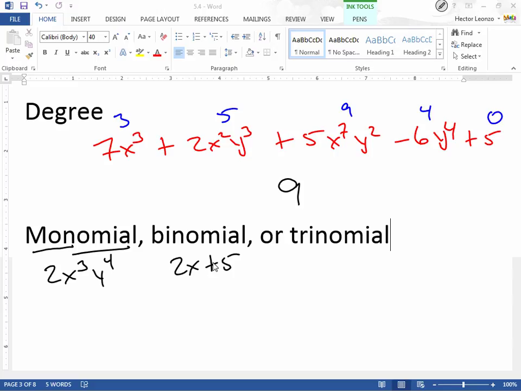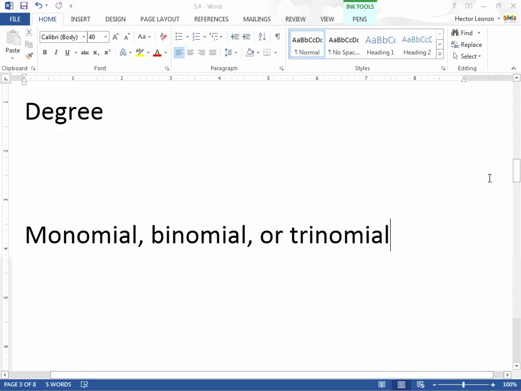Right? There's a plus or minus separating two terms. A trinomial. For us to have a trinomial, let me think of 3x squared plus 4x minus 7. Notice there are three terms. So there's your monomial, one term, binomial, or trinomial. There are names for more terms, but we're just going to go up to three terms.